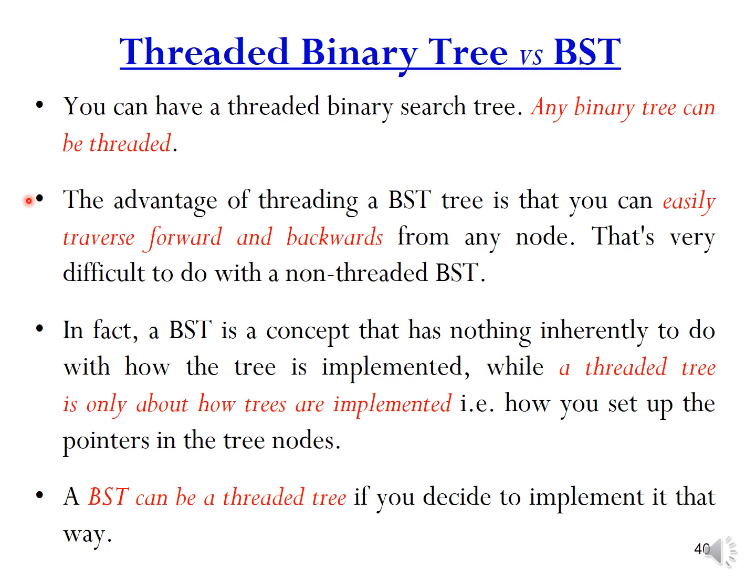That is very difficult to do with a non-threaded binary search tree. If we are not using threading in a binary search tree, this forward and backward traversal is not possible. In fact, a binary search tree is a concept that has nothing inherently to do with how the tree is implemented, while a threaded tree is only about how trees are implemented. That is to say, how you set up the pointers in the tree nodes. And finally, a binary search tree can be a threaded tree if you decide to implement it that way. So these are the comparisons between the threaded binary tree and the binary search tree.